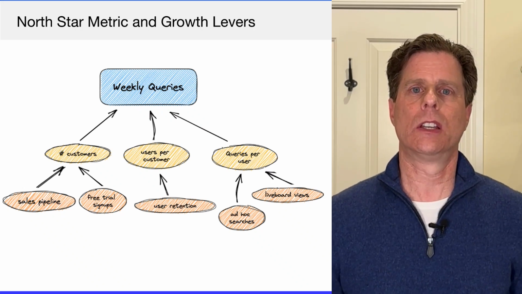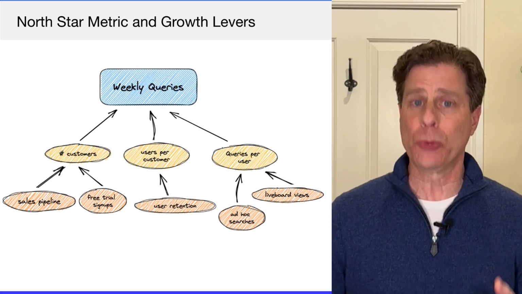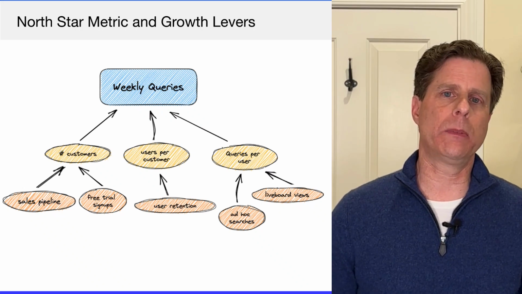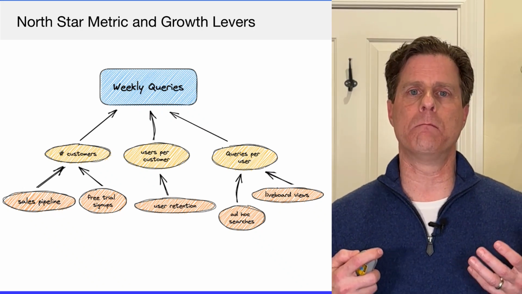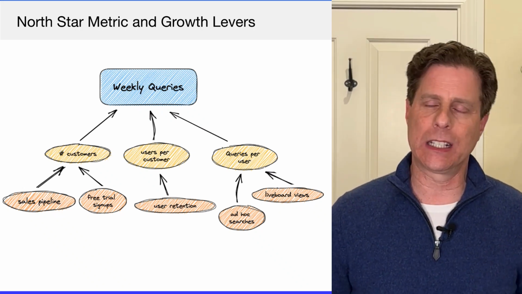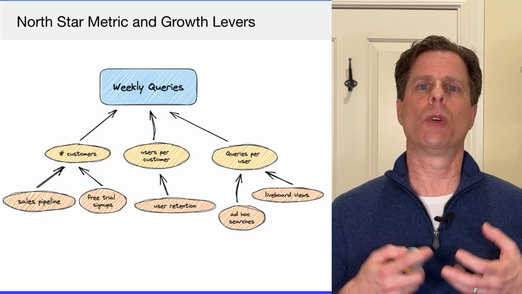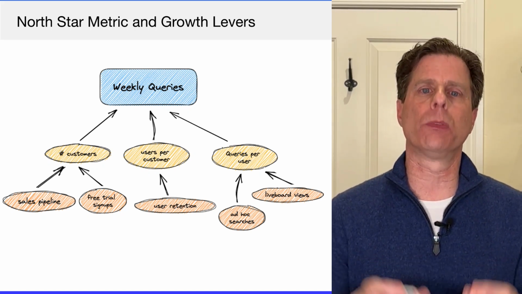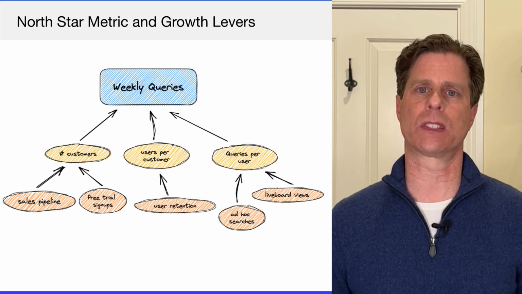So unless your feature change has a really big impact, it's going to be hard to see a measurable change in our North Star metric. So what we do instead is look for measurable changes in the growth levers themselves.